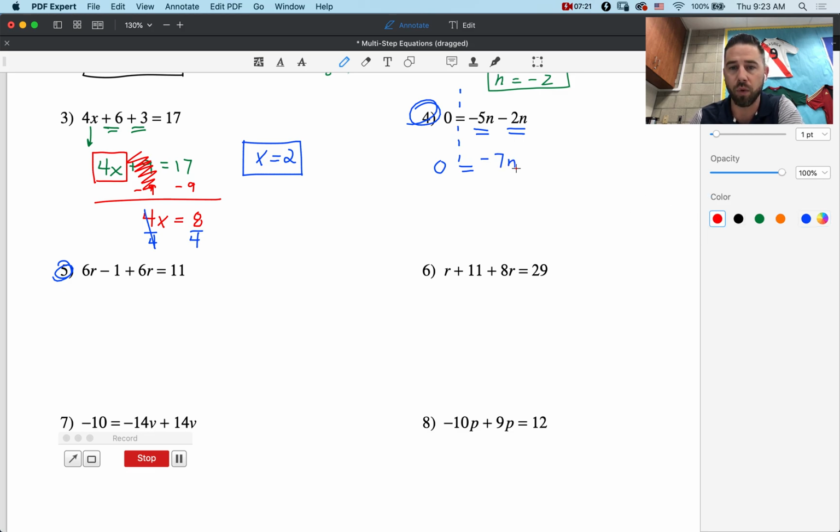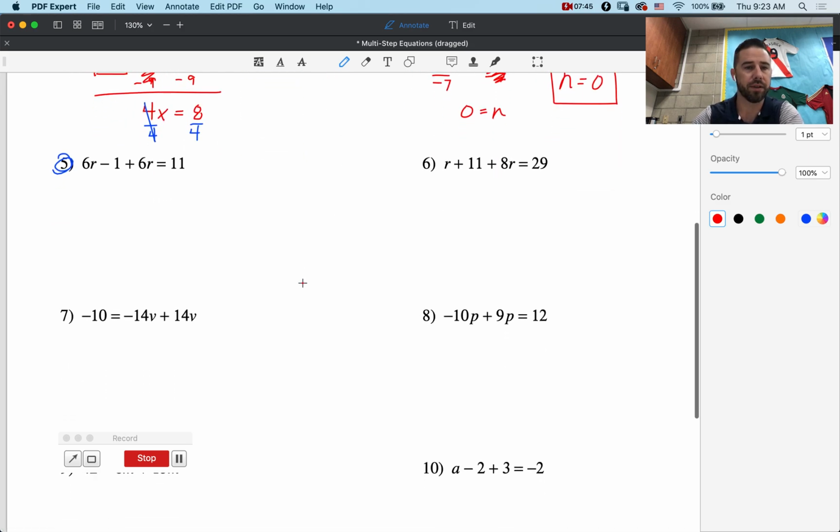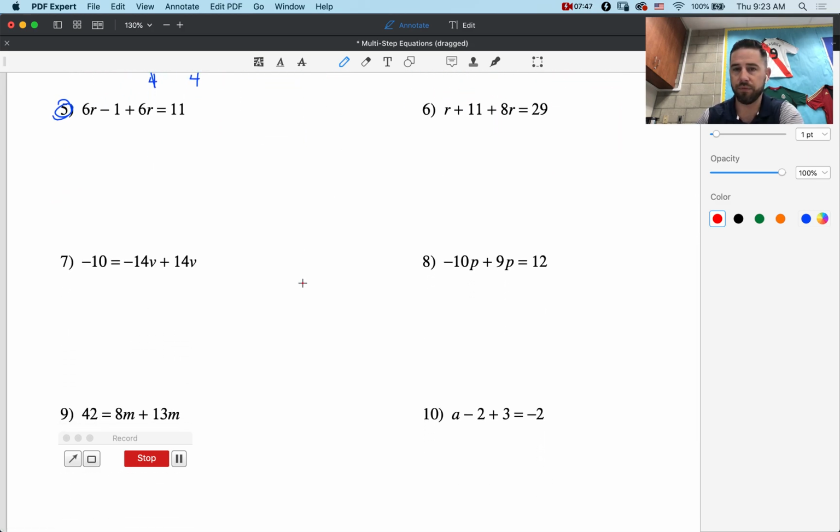Then you ask yourself, what's being done to n? N is being multiplied by negative 7. So we do the opposite and divide by negative 7. 0 divided by anything is 0. That looks tacky, so we're going to flip them around to make it n equals 0. Sound good? Yes, sir.